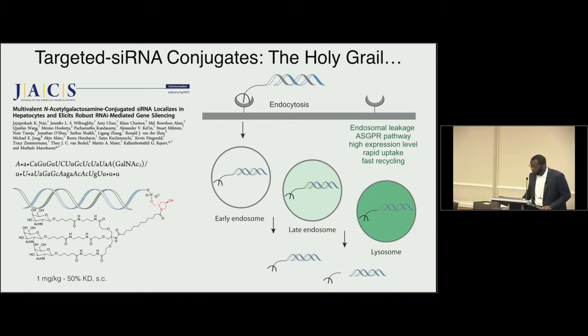And this system is well designed. You get about 50% knockdown at about 1 mg per kg when you do a subcutaneous delivery. This doesn't work as well for IV delivery. And we can go over why that is.